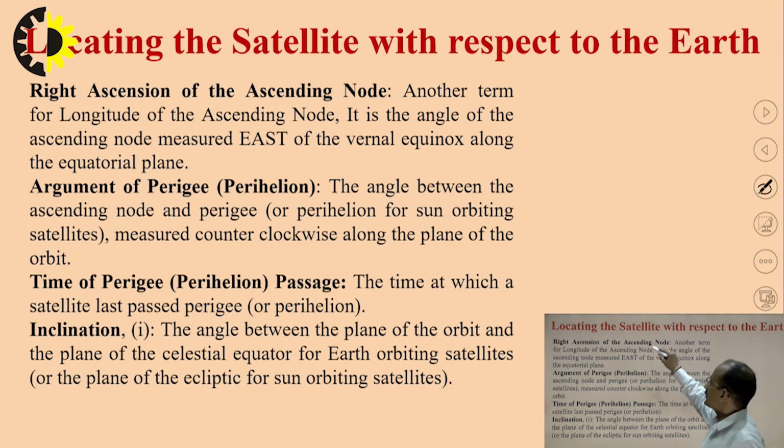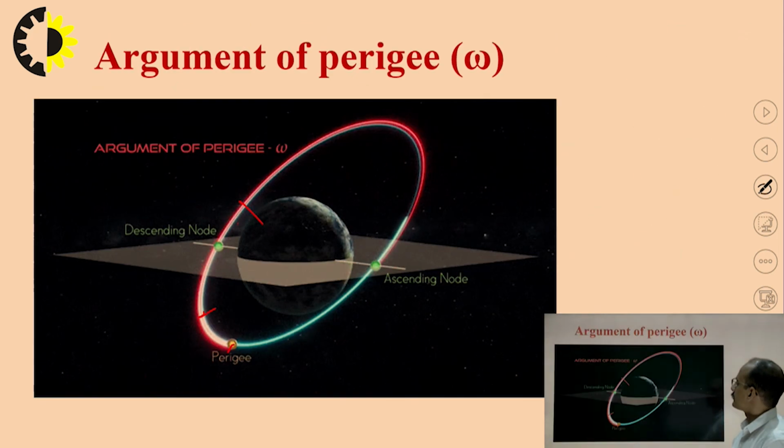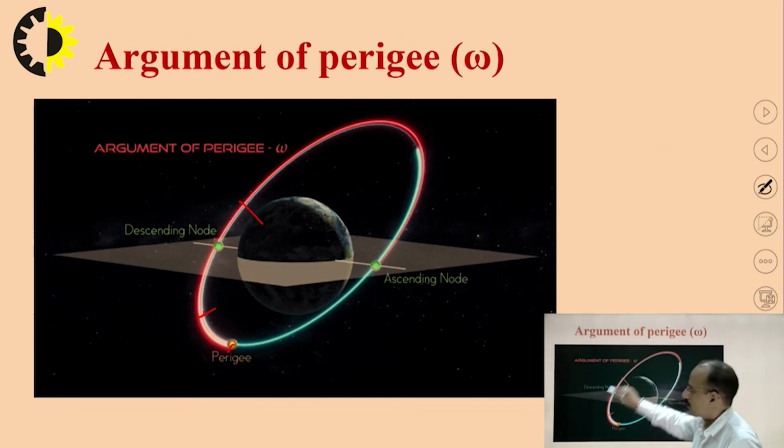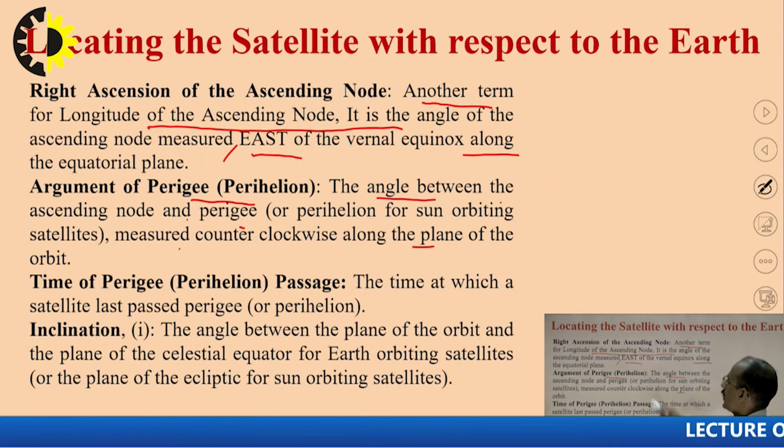Now right ascension of the ascending node, another term for longitude of the ascending node. It is the angle of the ascending node measured in the east direction from the vernal equinox along the equatorial plane. So it is also very important. Now argument of perigee. Argument of perigee is the angle between the ascending node and the perigee, measured counterclockwise along the plane of the orbit. You can see here, counterclockwise. So this is the argument of perigee.